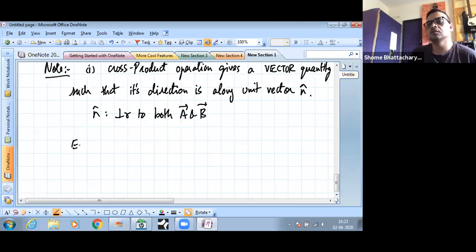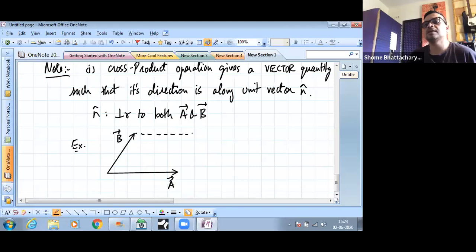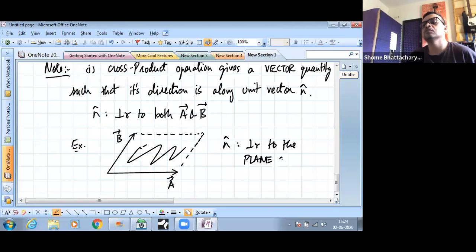Okay. So for example, if vector A is like this and vector B is like this, then the parallelogram formed by them is like this. So in this case, n cap will be perpendicular to the plane of the shaded parallelogram. So it will be given by that kind of direction. Understand? Okay. So just note down this point first.